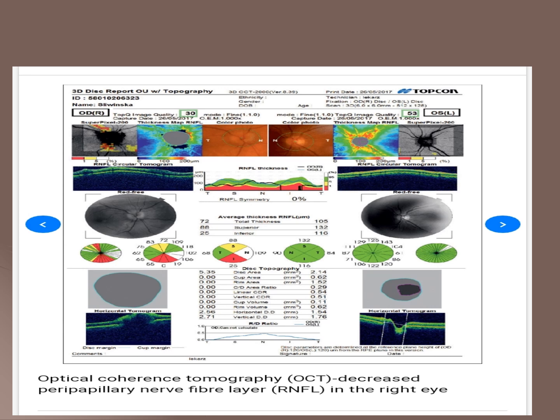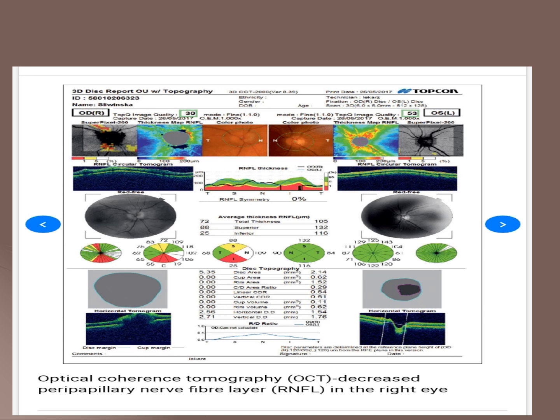A new method of investigating primary open-angle glaucoma is the way, with the help of optical coherence tomography, we measure the thickness of the retinal nerve fiber layer. In the above pictures, you can appreciate that around the disc, the retinal nerve fiber layer thickness is shown. Red is the thickest, then orange, then gray, blue.